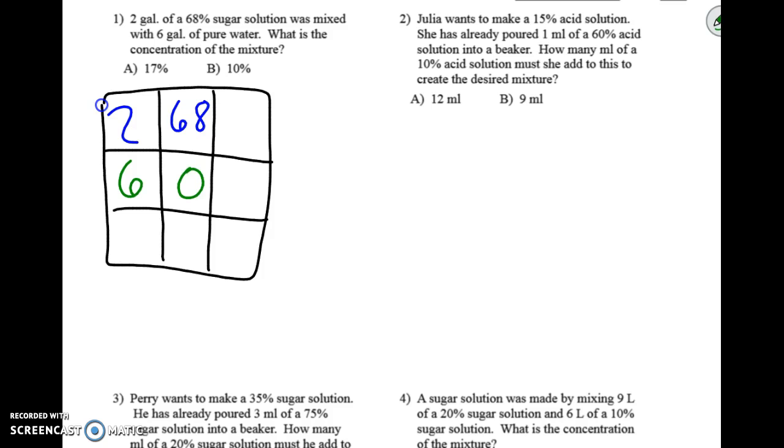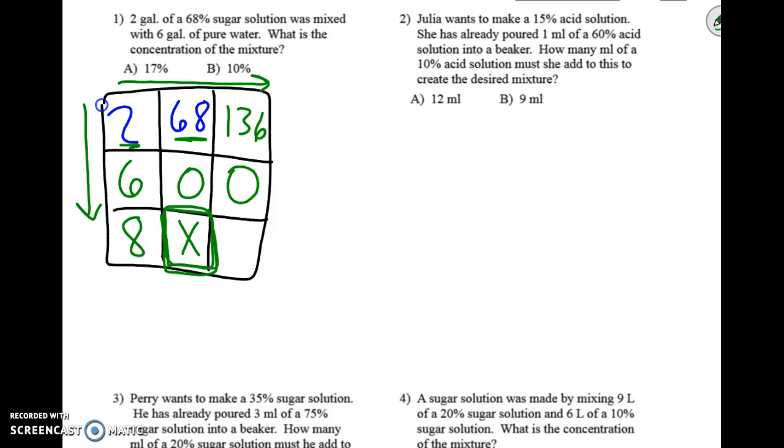All right, so what's the concentration of the mixture? Since we don't know the mixture, that's going to be X. We're going to add this way. 2 plus 6 is 8. And we're going to multiply this way. 2 times 68 is 136. And 6 times 0, of course, is 0. We add this way: 136 plus 0 is 136.